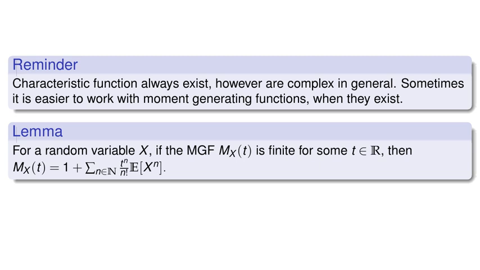A useful lemma connects the MGF to the moments of X. If the MGF M_X(t) is finite for some t, then it can be expressed as a power series: M_X(t) = 1 + the sum over all positive integers n of t^n over n factorial times the nth moment, the expectation of X^n.